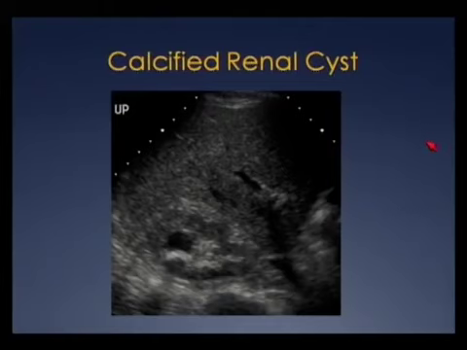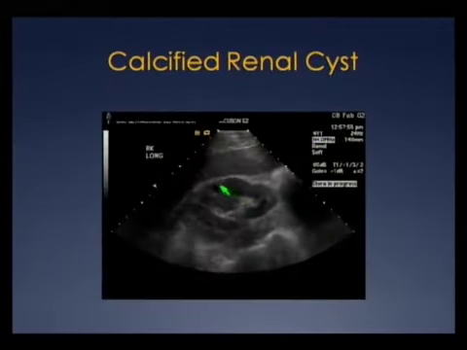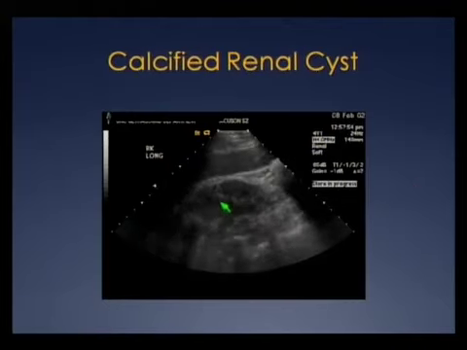Now, calcified renal cysts we see also very commonly. Here we have calcification with some shadowing. Here's another patient with a calcified renal cyst. We see the echogenic line consistent with the calcification with some shadowing.